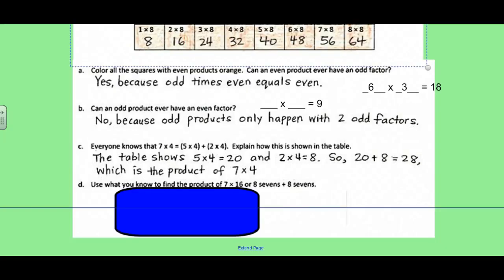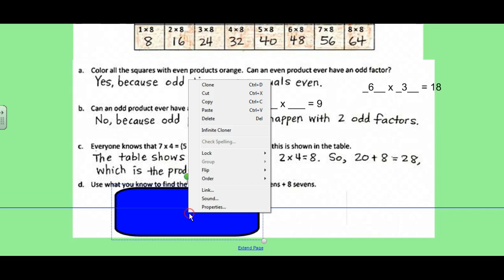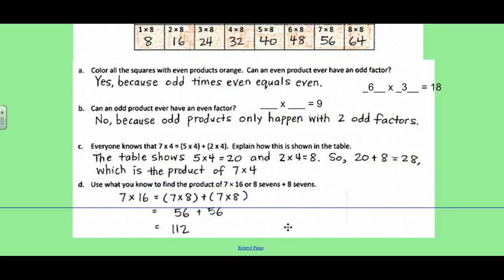Okay, so we're going to use what we know to find the product of 7 times 16, or we could say we have 8 sevens and 8 sevens. So this is what we just did. So you were to write how you would have used the table. So we could have broken apart 7 times 16 into 7 times 8 and 7 times 8, like it is on the table, and then we could have added 56 together, and it would have equaled 112.